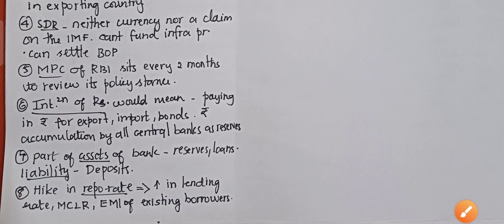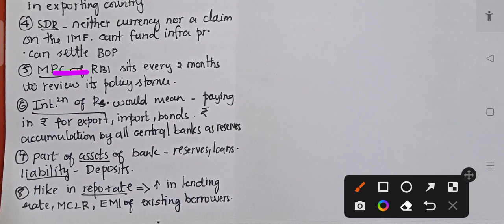Next fact is about the Monetary Policy Committee of RBI. It sits every 2 months. For example, it sits in February, April, likewise. This is to review the policy stance.